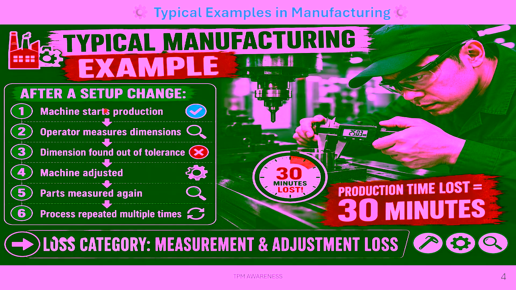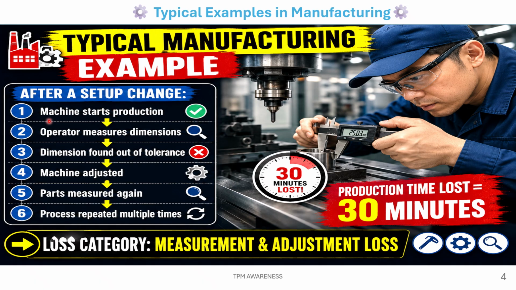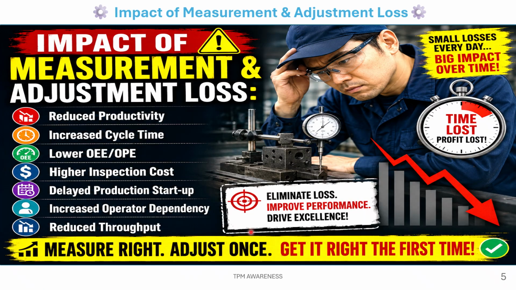These are the typical examples of this loss. After a setup change, the machine starts production, the operator measures the dimension and finds it out of tolerance, the machine is adjusted, parts are measured again, and the process is repeated multiple times, a 30-minute loss. Production time loss is equal to 30 minutes, which falls under the category of measurement and adjustment loss.